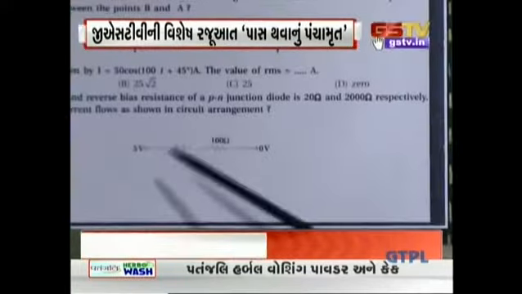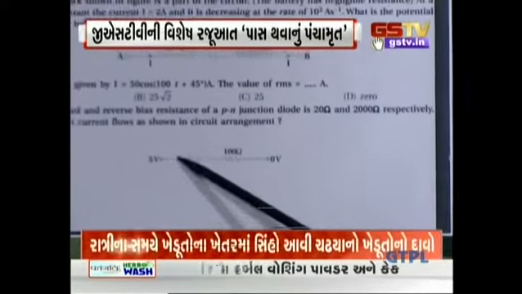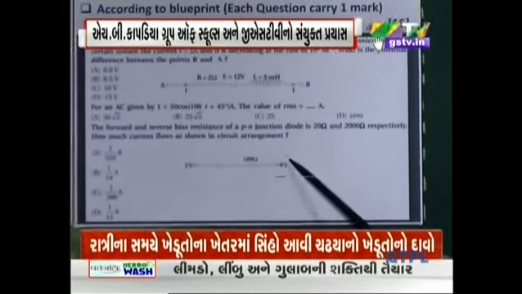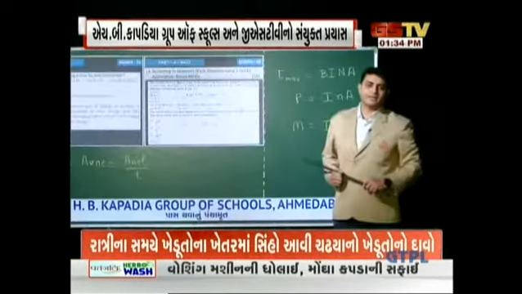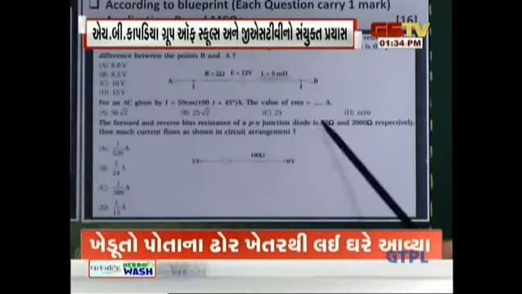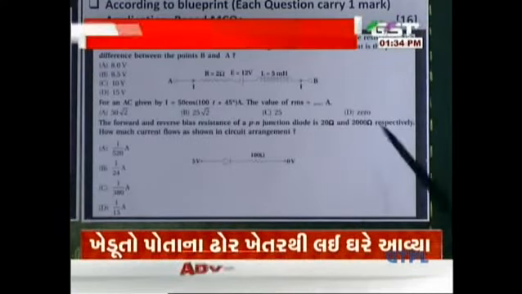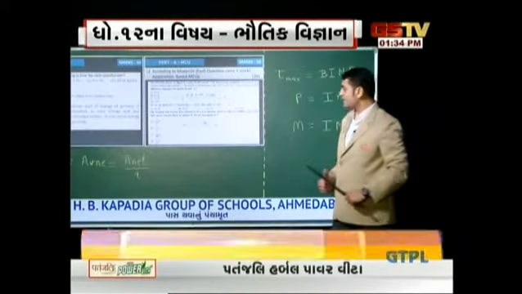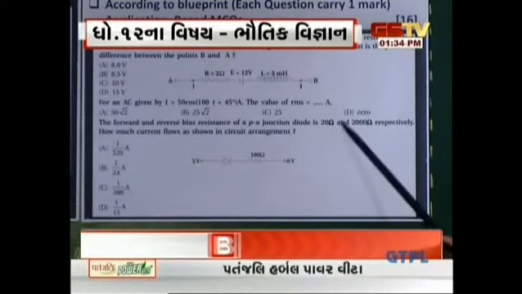See, when this diode is connected in this way, like P is connected to a higher potential, N is connected to a lower potential, then you should know that it is in forward bias condition. And in case of forward bias condition, the resistance is given to be 20 ohm. This 2000 ohm given over here is to confuse you. Okay, so don't see that data. Just extract this one. 20 ohm is the resistance.